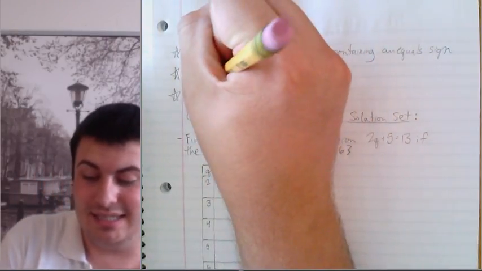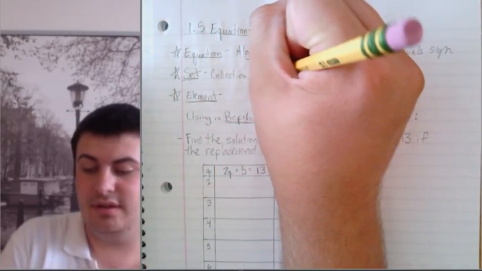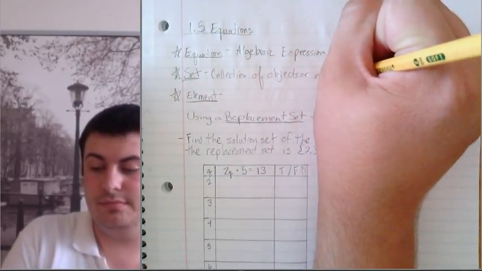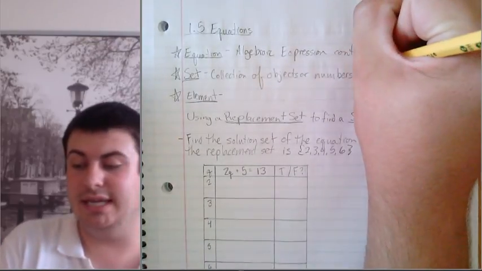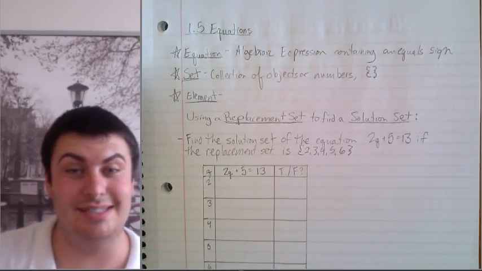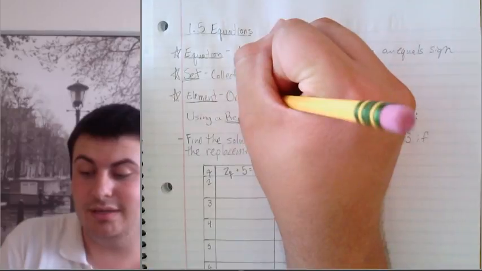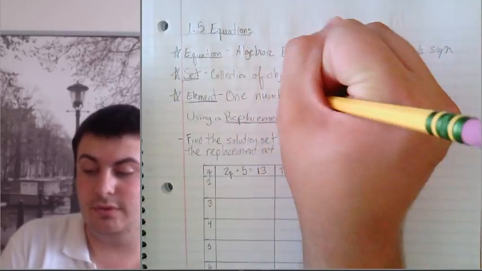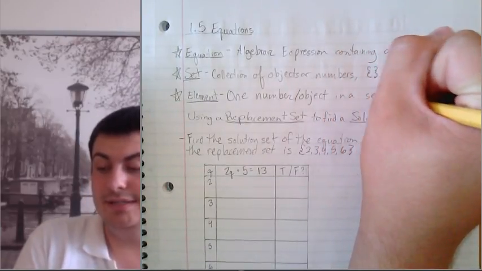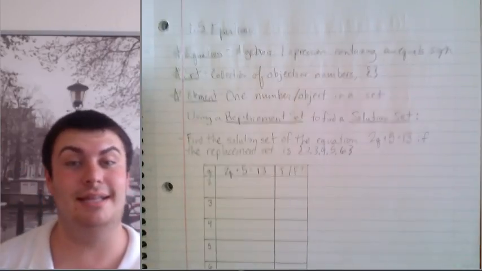A set is a collection of objects or numbers, usually indicated with curly braces. We use curly braces to tell us that we're using a set. And an element is one number or object in a particular set. So a set contains elements, those elements being the numbers inside that set.